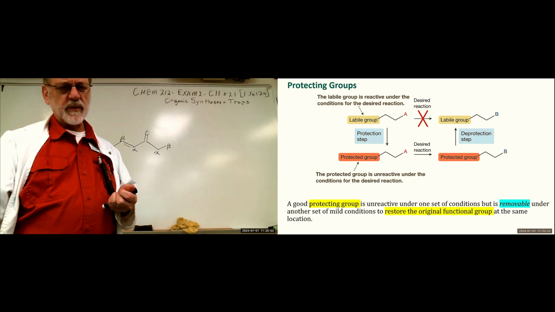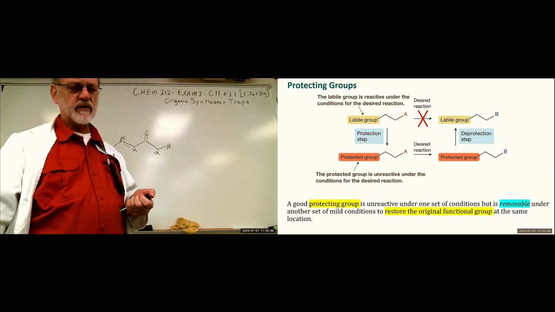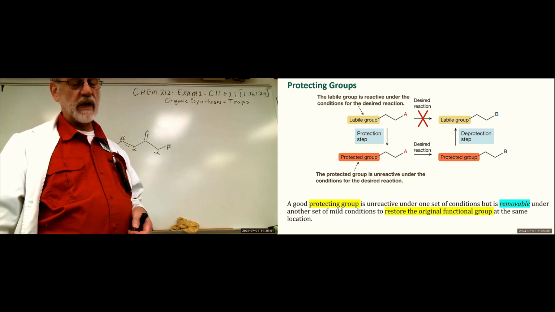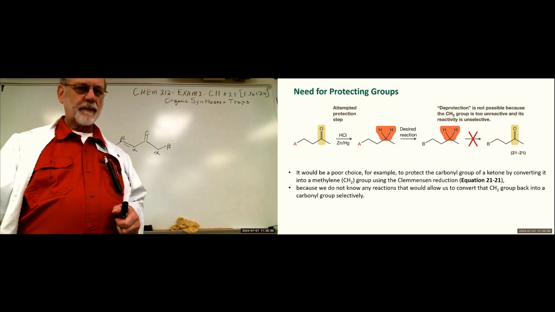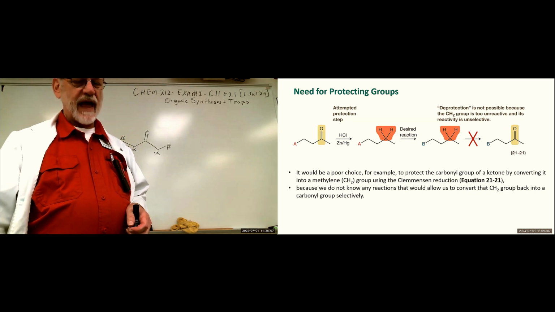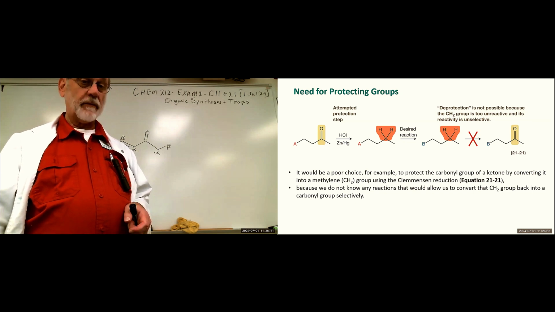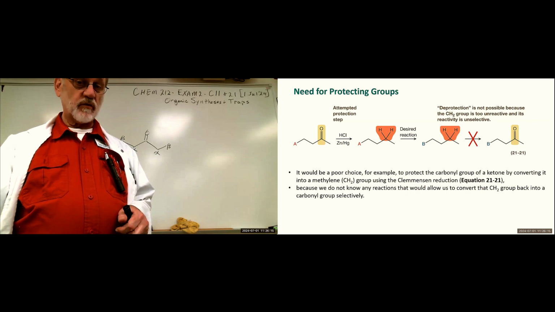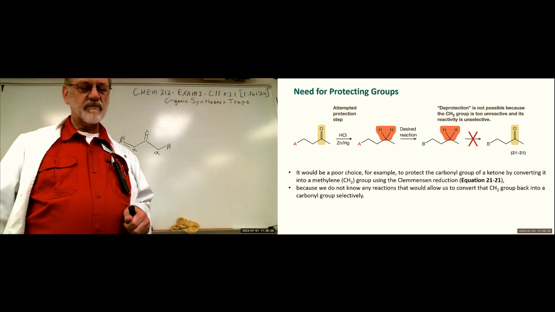So a protecting group is unreactive under one set of conditions, but removable under another set of conditions to restore the original functional group. That's the whole idea behind it. Here's an example. How would we protect this carbonyl? Well, we could just remove it and then perform the reaction and then put it back.